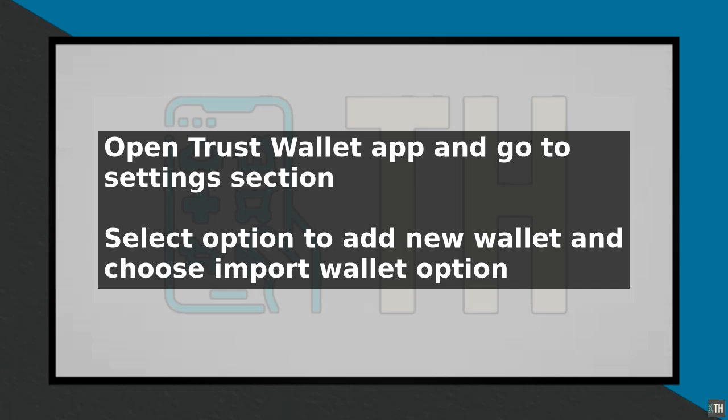You will be asked to enter the seed phrase or private key of your Crypto.com wallet. Do this carefully as this information is sensitive. Once you have entered the seed phrase or private key, Trust Wallet will sync your Crypto.com wallet and display your account balance. You can now use Trust Wallet to manage your Crypto.com assets and access various decentralized finance services.